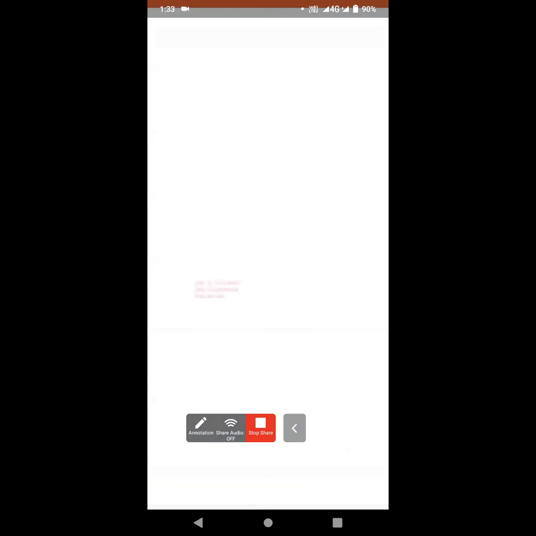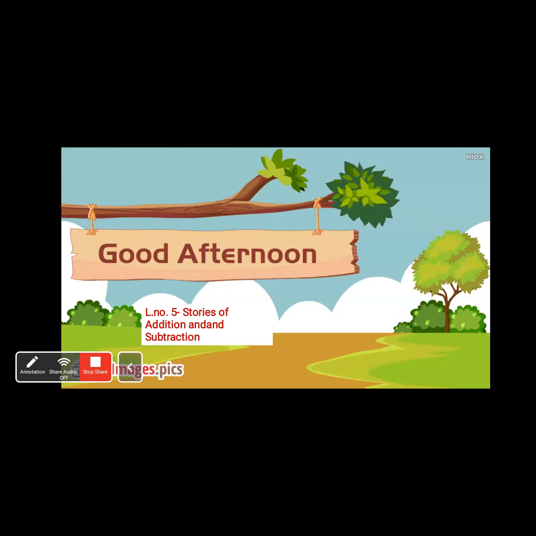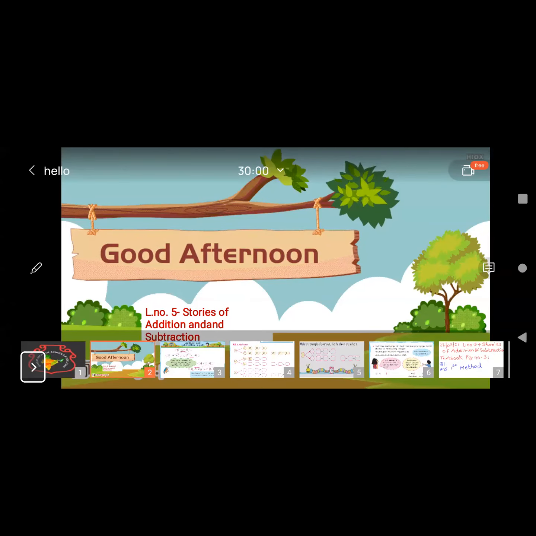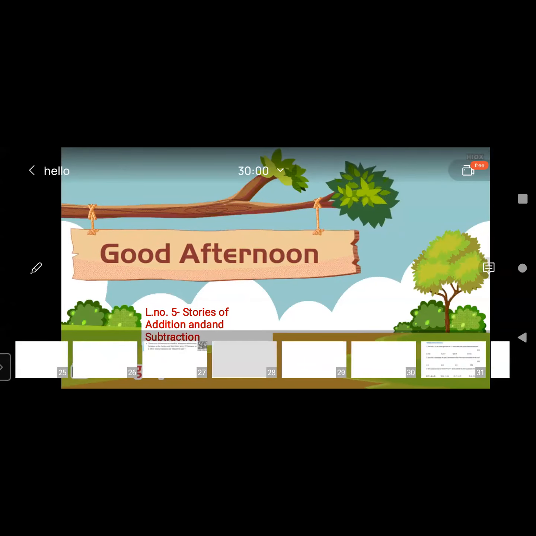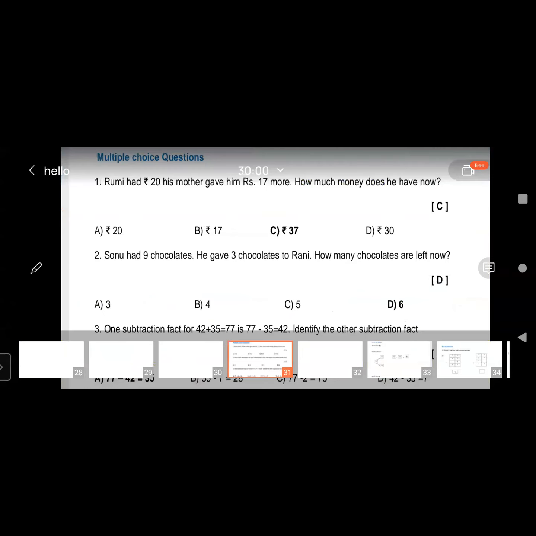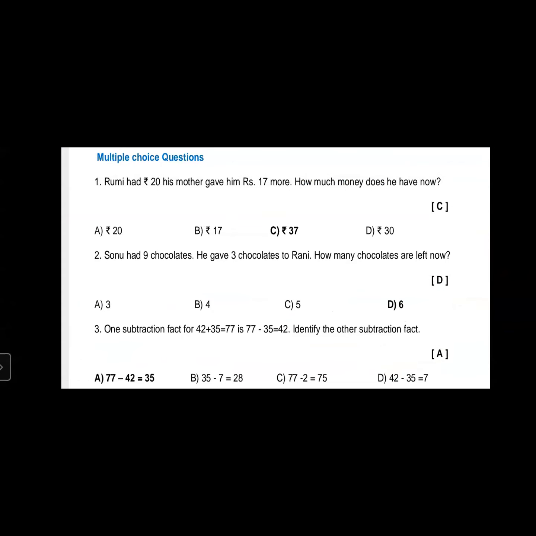Lesson number 5. Stories of addition and subtraction. Okay. So yesterday we did the word problems and we did some workbook question answers. We have completed this, right? So we will move on to the next page.